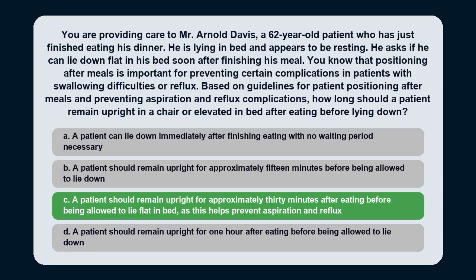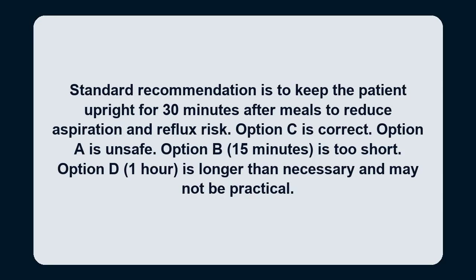The answer is C. Standard recommendation is to keep the patient upright for 30 minutes after meals to reduce aspiration and reflux risk. Option C is correct. Option A is unsafe. Option B, 15 minutes, is too short. Option D, 1 hour, is longer than necessary and may not be practical.